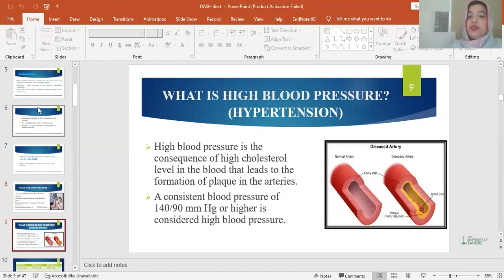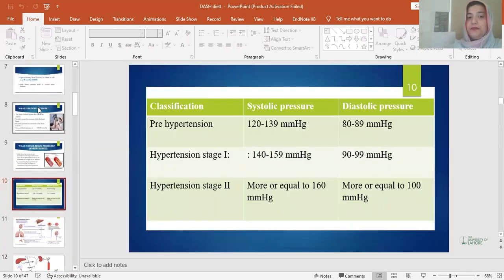What is high blood pressure, or namely hypertension? High blood pressure is the consequence of a high cholesterol level in the blood that leads to the formation of plaque in the arteries. A consistent blood pressure of 140 by 90 mm mercury or higher is considered high blood pressure.